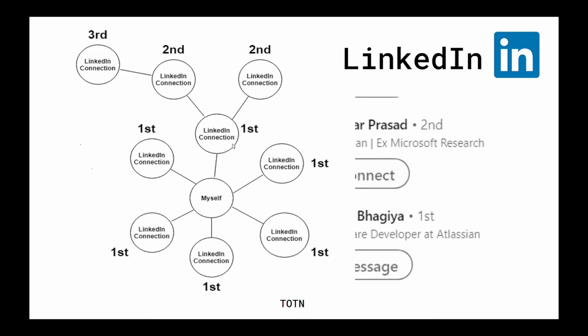So this, and this would be my first degree connections. The connections to my connections who are not my immediate connection would come under second degree connection. The connection to my connection. So this would be the connection to my connection who is not my immediate connection. This particular LinkedIn connection is not linked to me directly, so these would be termed as second degree connection.